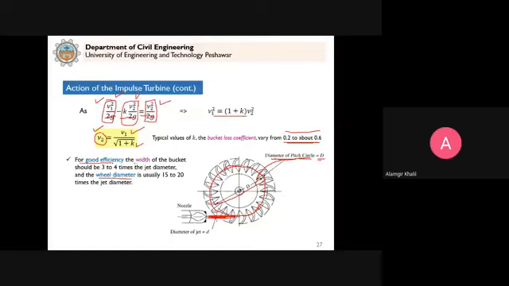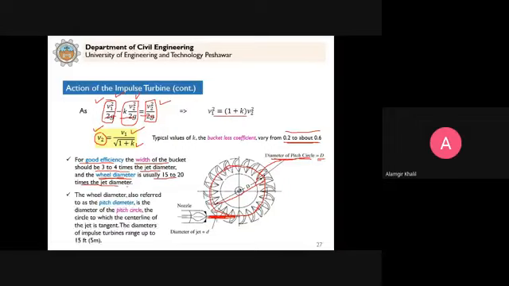So for good efficiency, the width of the bucket should be 3 to 4 times the jet diameter, and the wheel diameter is usually 15 to 20 times the jet diameter. What is the wheel diameter? The wheel diameter, also referred to as the pitch diameter, is the diameter of the pitch circle, the circle to which the center line of the jet is tangent. This is the diameter of the wheel or the pitch circle. This we use in the analysis. And for impulse turbine, it ranges up to 15 feet or 5 meters.